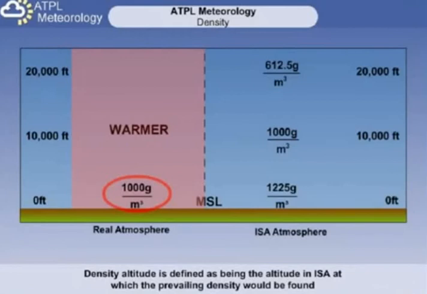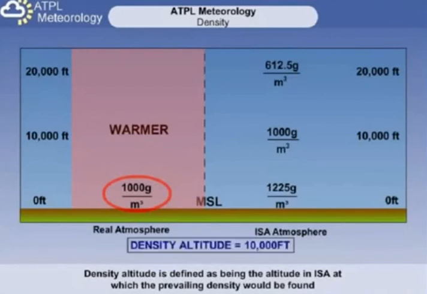This new lower density at our location corresponds to a density found at a higher altitude in ISA. In our example, we can see that the density at sea level in the real atmosphere equates to a density found at 10,000 feet in ISA. We therefore say that the density altitude of our location is 10,000 feet. The knowledge of density altitude is important in assessing the effect of the changing density on aircraft performance. We'll cover this later, but for now, let's see how we can calculate our density altitude.